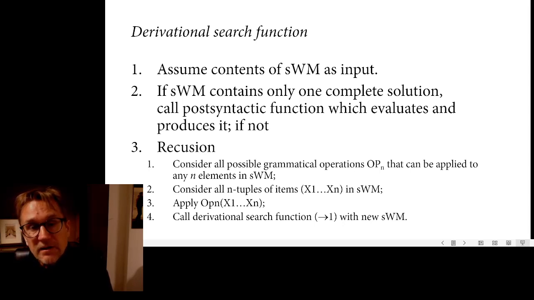And so then we go for backtracking. We start coming out of the recursion and we implement all the remaining applications that are created by these two loops here. And that's the derivational search function that will implement the executive layer, or the core of the executive layer.